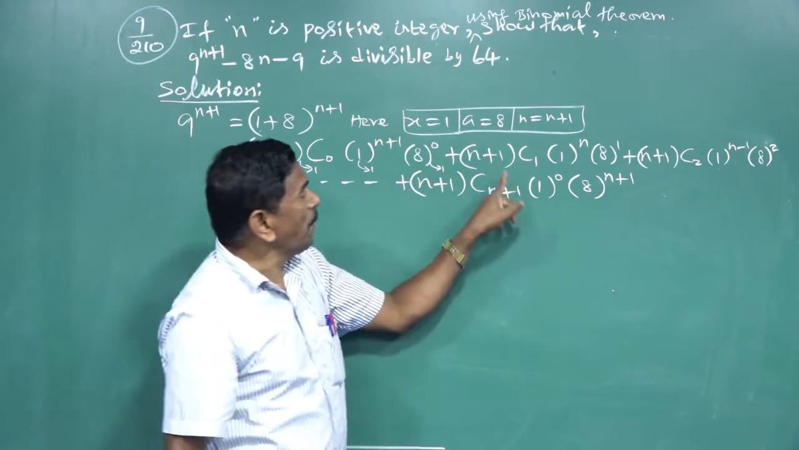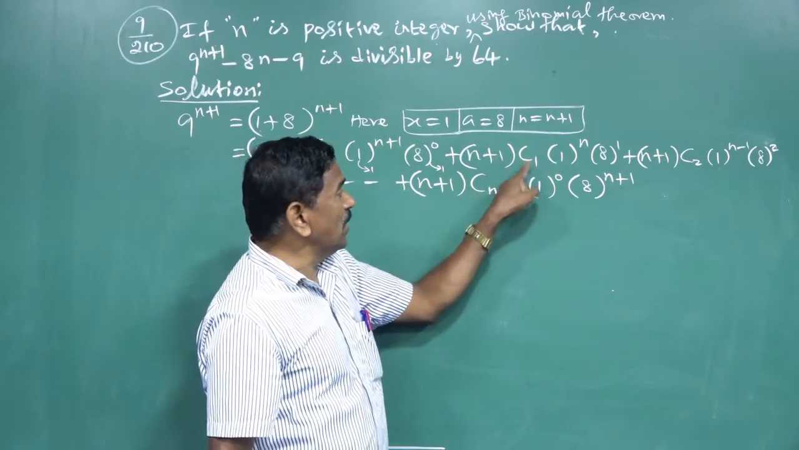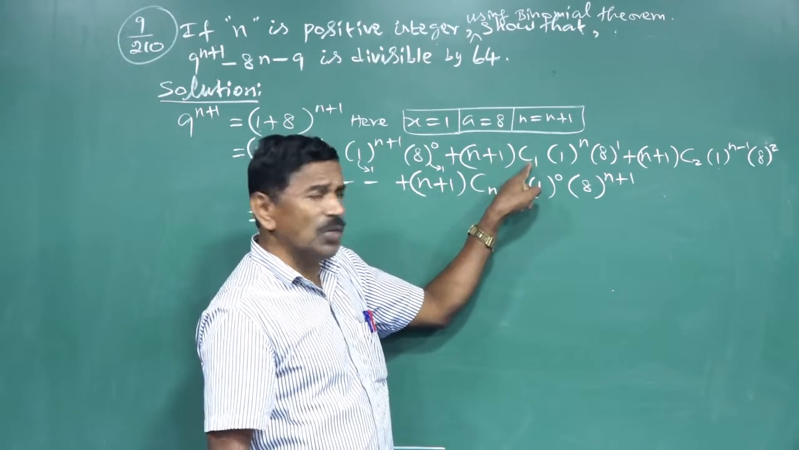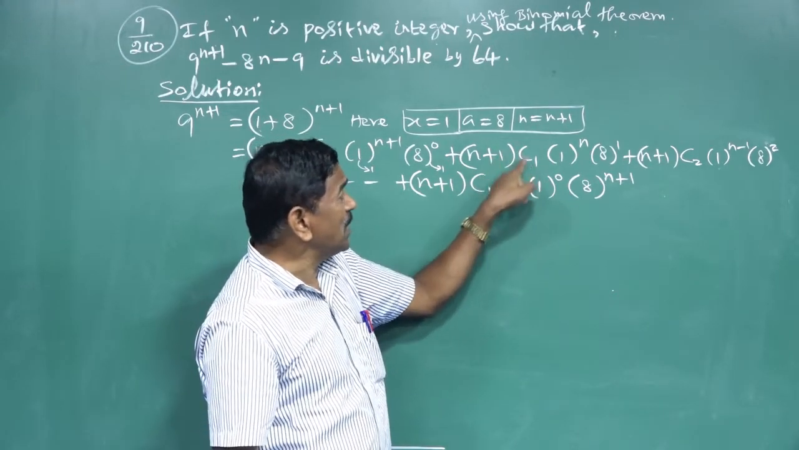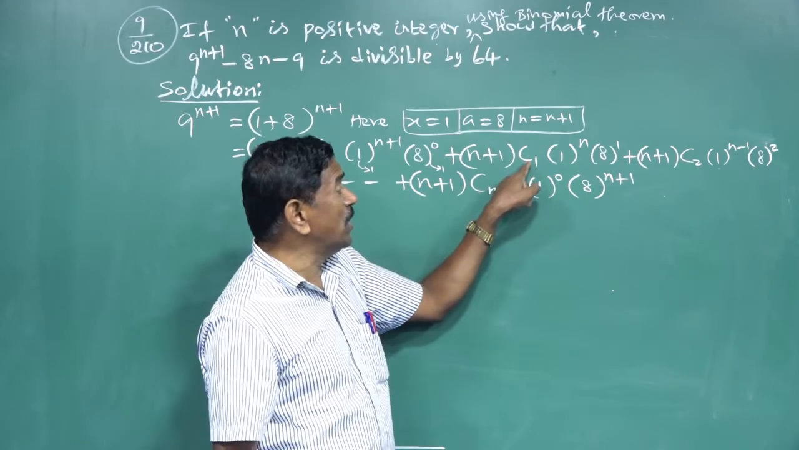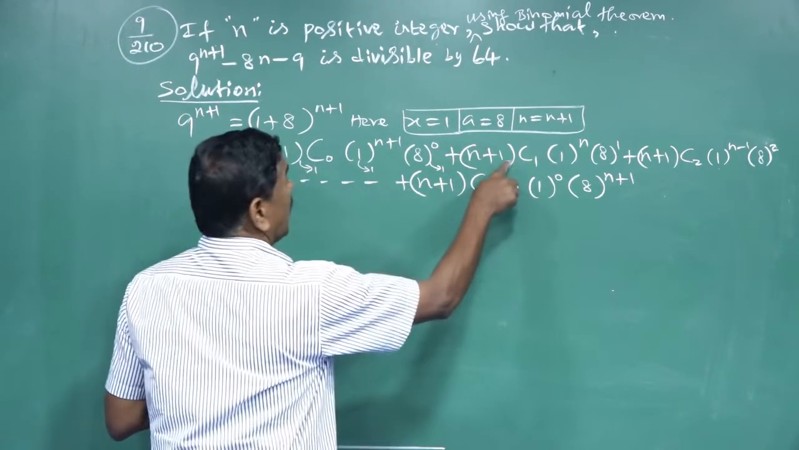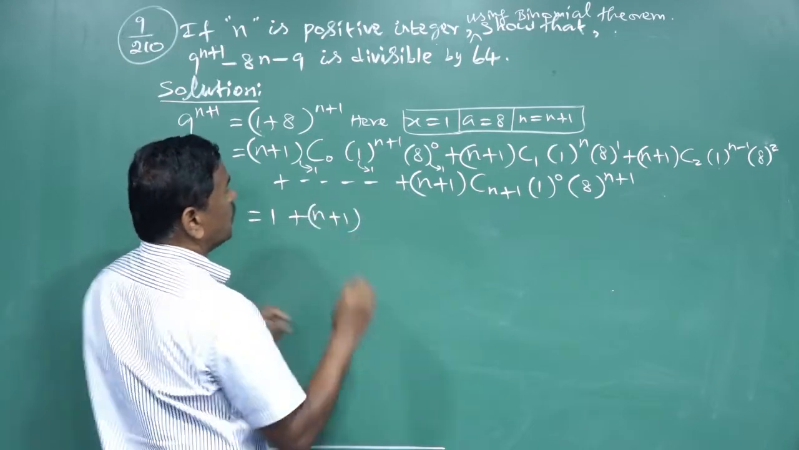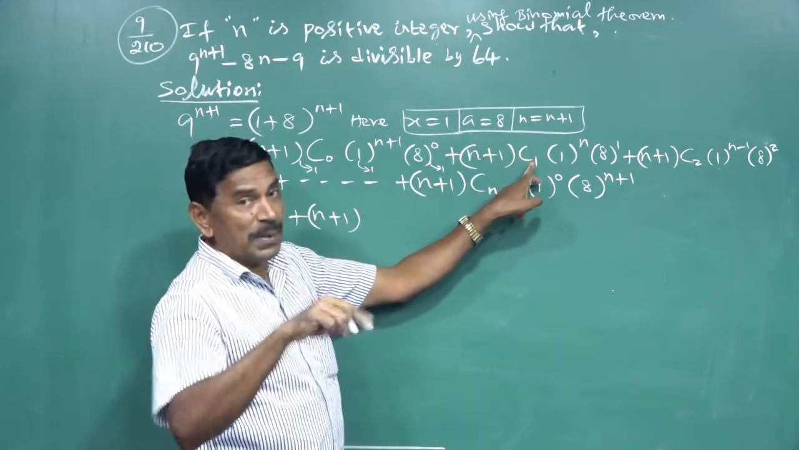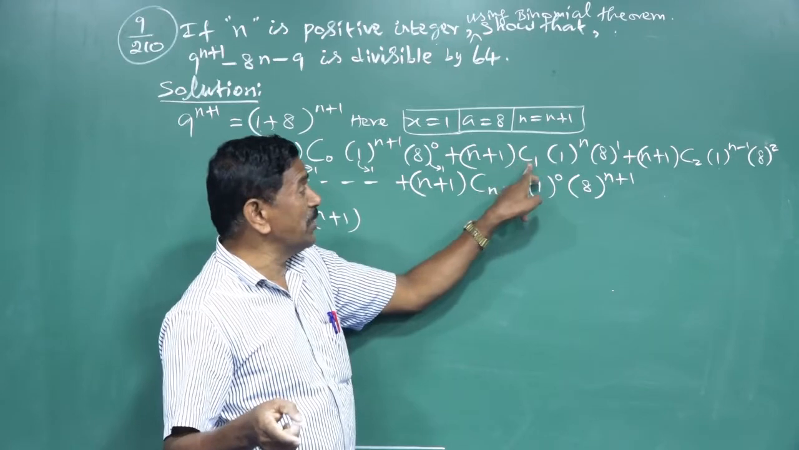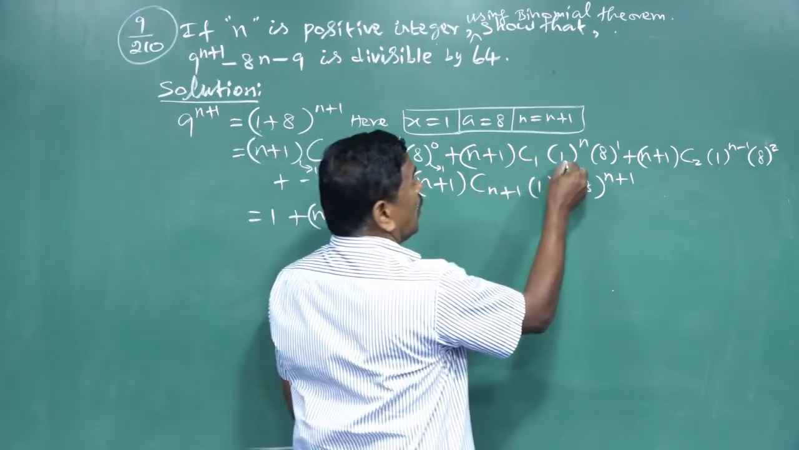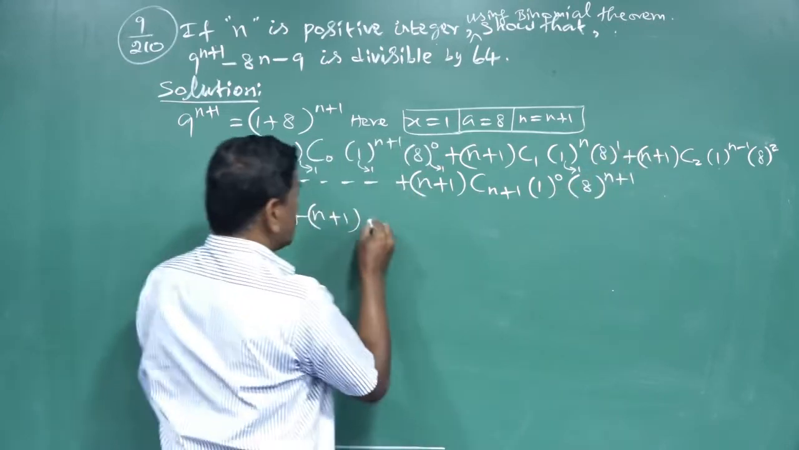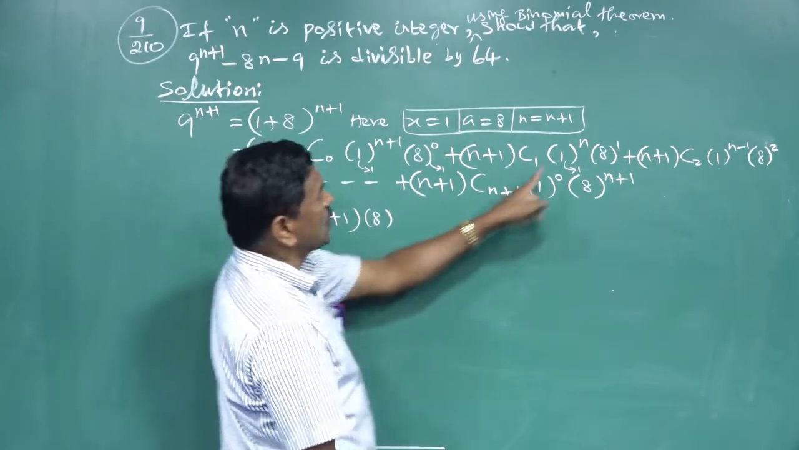Next, I come to here. Here, n plus 1 C1 you write as it is, no problem. n plus 1 C1 is equal to n plus 1, n plus 1 by 1, that is n plus 1. And here, 1 power any number tends to 1. a power 1 equal to a. So into a. So second term completed.